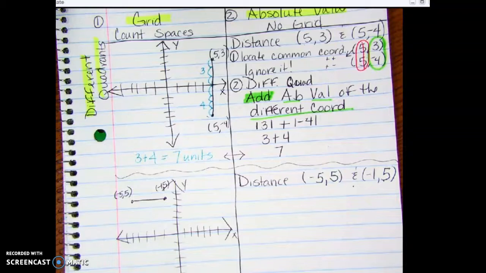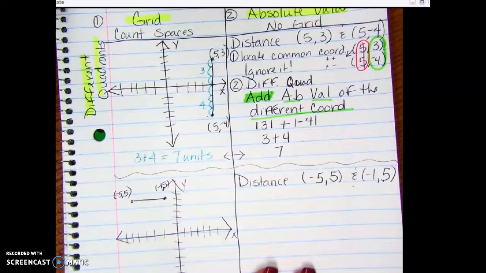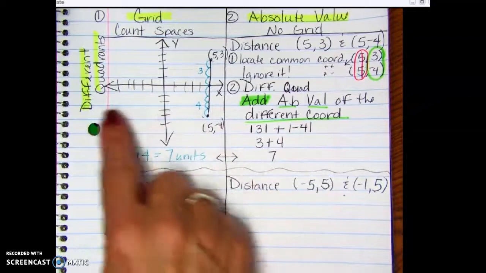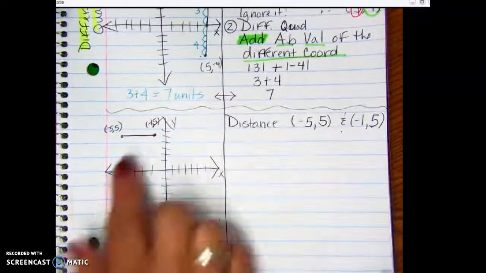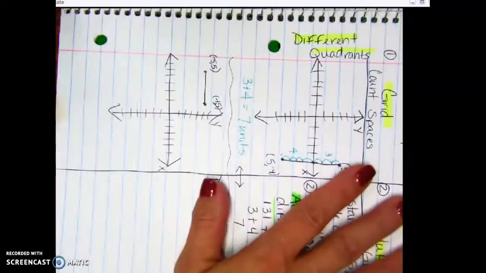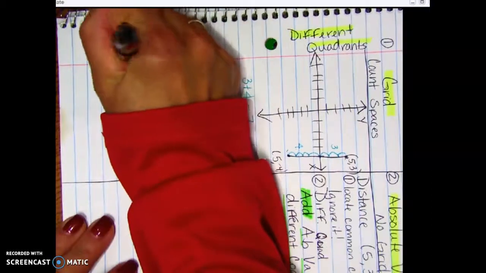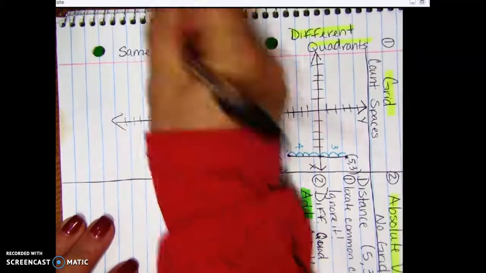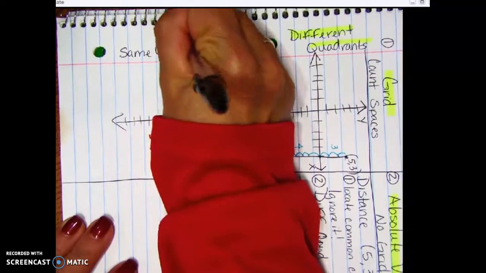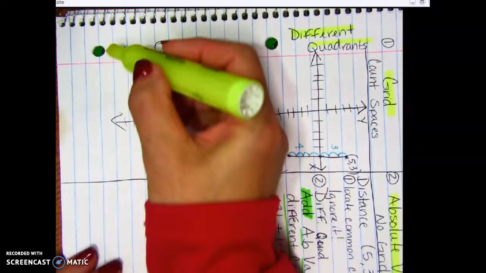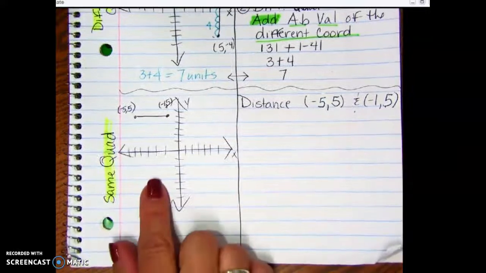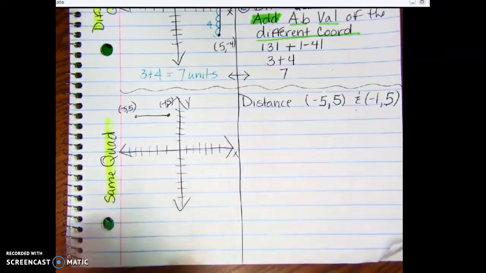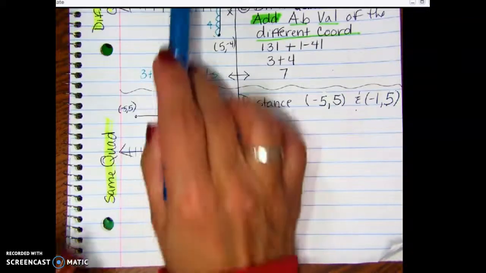So now we're going to come down here and we're going to do a horizontal line. Now, here, different quadrants, we add. Here we're going to have the same quadrant. So I'm going to again turn my paper and I'm going to write same quad. And I'm going to highlight it because I want to make sure I see that. Okay? Now, it isn't really necessary that I know right here, but you're going to see how it relates to each other. So again, we count the spaces.